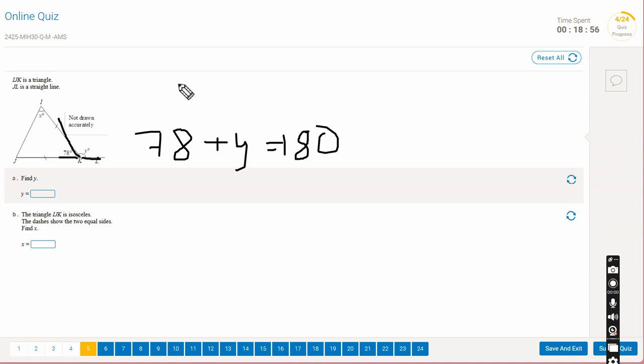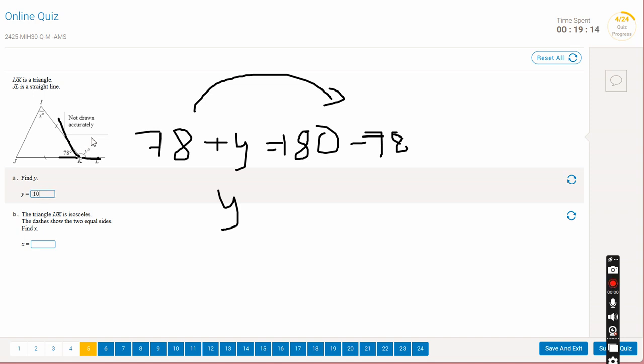If you want to find out what y is, first, what will you do? 78 plus y, you'll take 78 to the other side. Remember, what do we do? We subtract. So 180 minus 78, you can do that. That will get you 102. So that's the answer of y. You can get y like that.